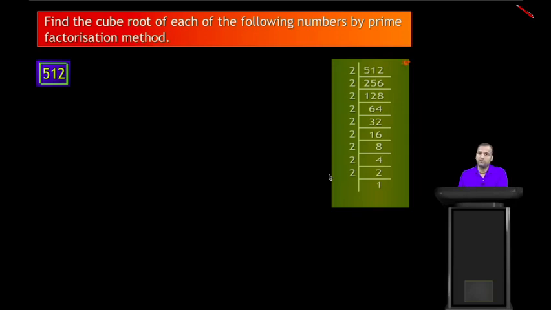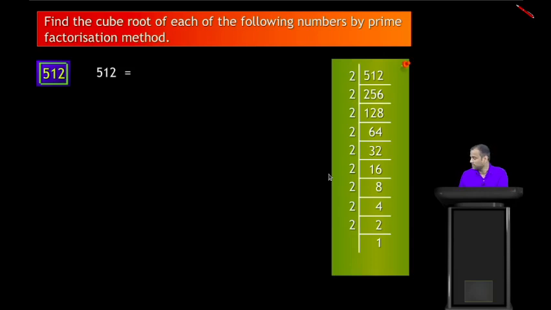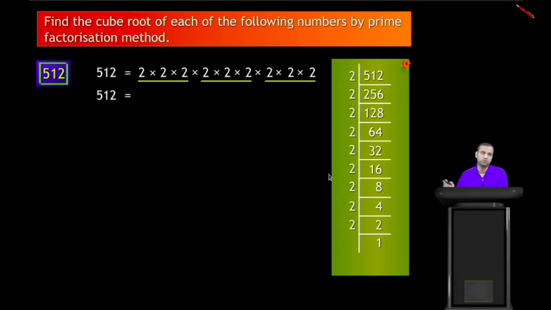Now we will use this method for 512 also. So these are the prime factors of 512. Now again make groups of 3 of each number. So this is, yes, 2 2 2 2. So how many groups do we have? 3 groups. From each group we will pick one number. So 2 from here, 2 from here, and 2 from here. Then we can write this as a whole cube. So it can be written as 2 into 2 into 2 and then whole cube.